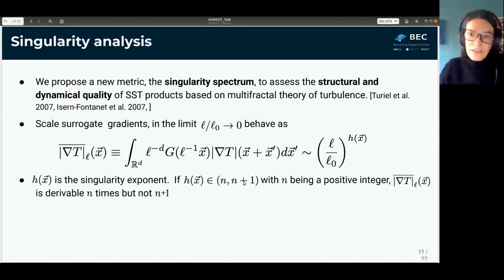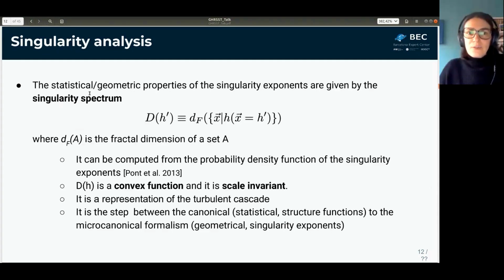From this singularity analysis, we can study the statistical and geometrical properties of those exponents, which are given by what we call the singularity spectrum. You have the mathematical definition here, but briefly, what I want to highlight is that this spectrum can be computed from the probability density function of the singularity exponents. It is a convex function, it is scale invariant, and it gives us a representation of the turbulent cascade. Another important feature is that the singularity spectrum is the step that allows us to pass from the canonical formalism, the statistical structure functions, to the microcanonical formalism, which gives us the geometrical information through the singularity exponent. These are the main features and ideas that I want you to understand.